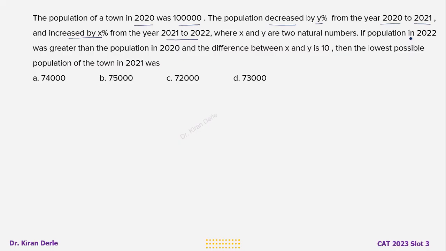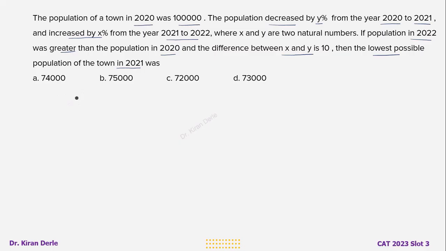If population in 2022 was greater than population in 2020 and the difference between x and y is 10, then the lowest possible population of the town in 2021 was. We are going to solve this question in a smarter way, right? See, I'll tell you the concept first and then we'll have a smarter approach to do this question.